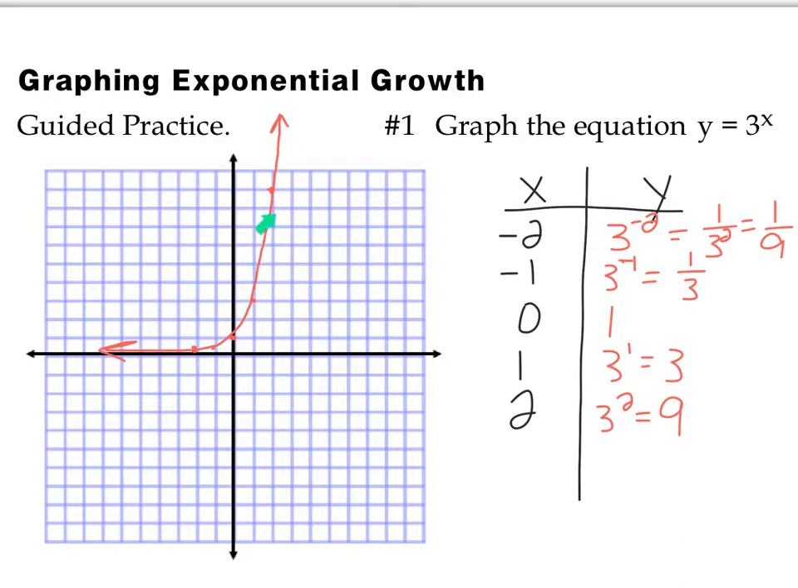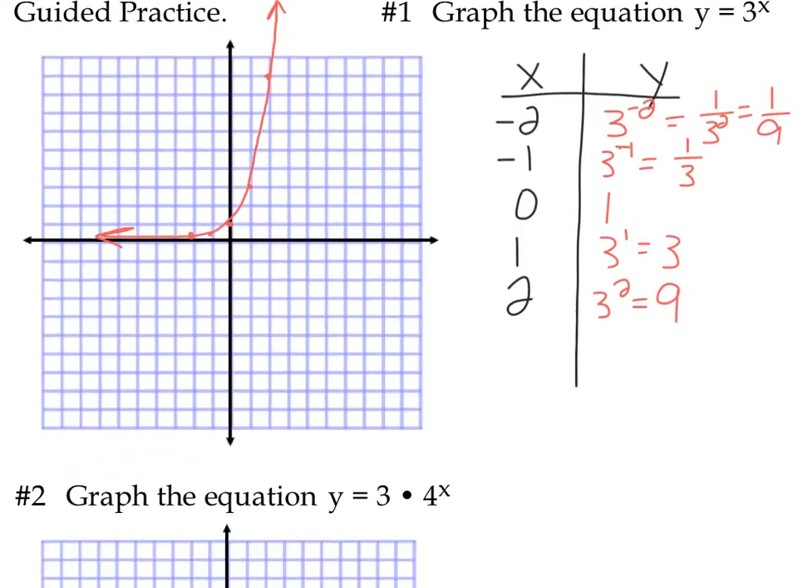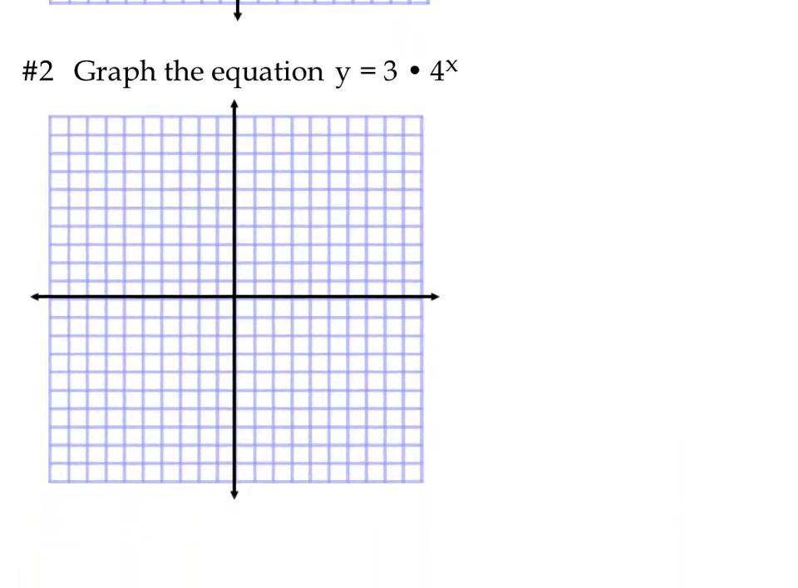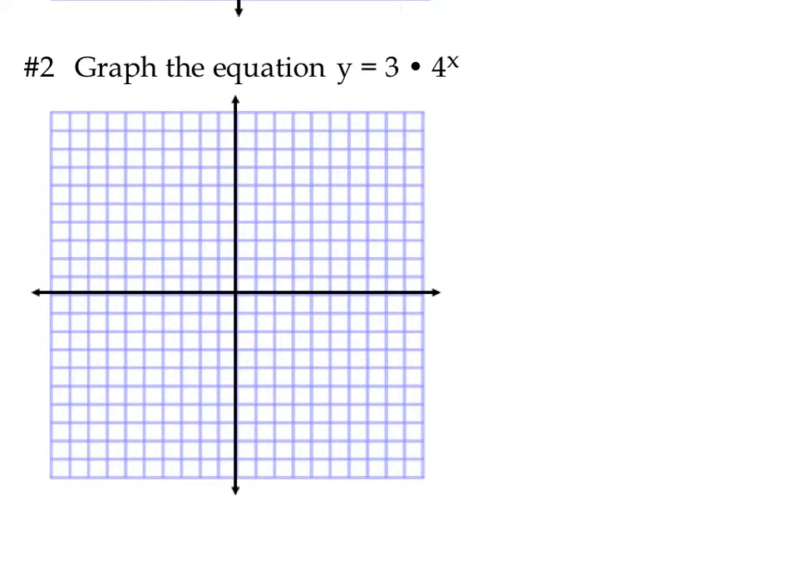All right, and then on this end, it'll just go up and keep rising forever as you keep putting in higher and higher values for x. So you can make a table of values and be able to plot those points to see what the graph looks like. Exponential graphs are going to look like that smooth curve we just saw there in that last example pretty much every time. Now we have 3 times 4 to the x.